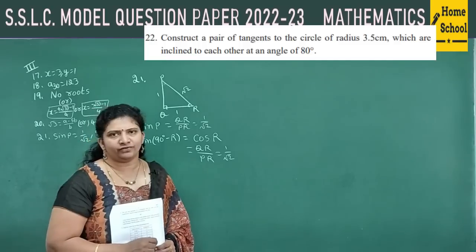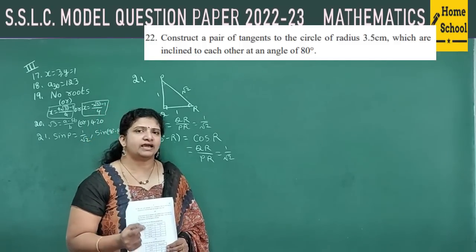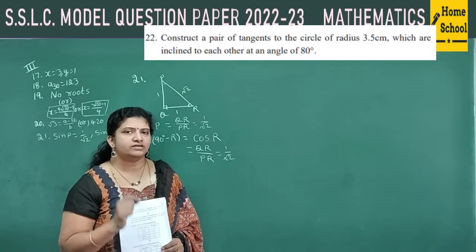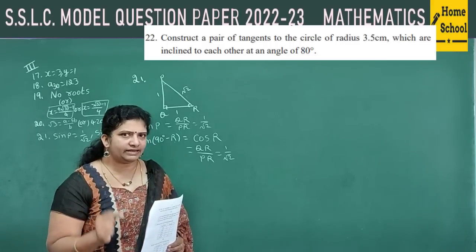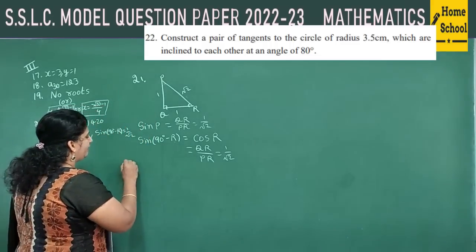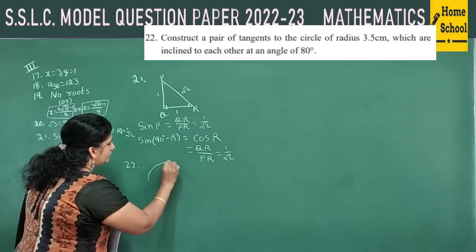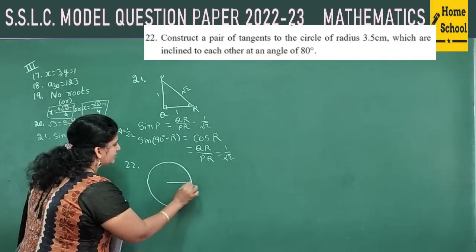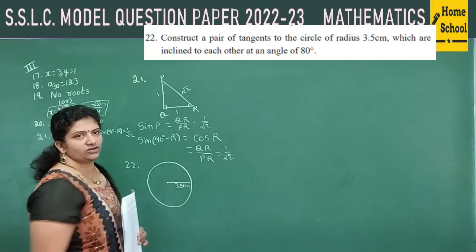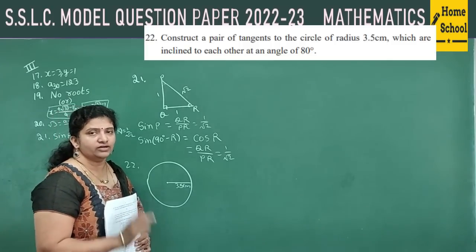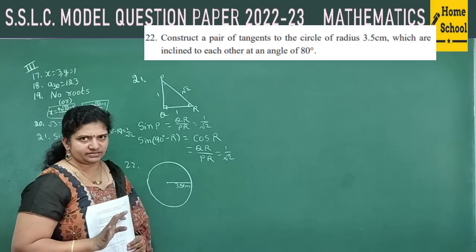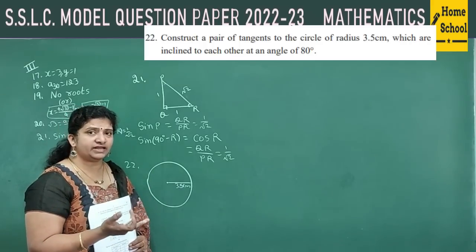Understand the question carefully. The inclination angle is between the tangents. Given the radius of a circle is 3.5 centimeters, so you draw a circle of radius 3.5 centimeters. Draw two tangents. Somewhere you are going to get the tangents. What is their inclination angle?